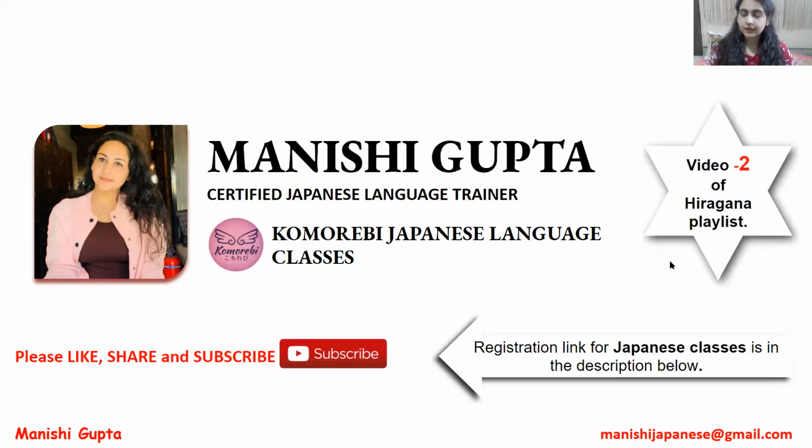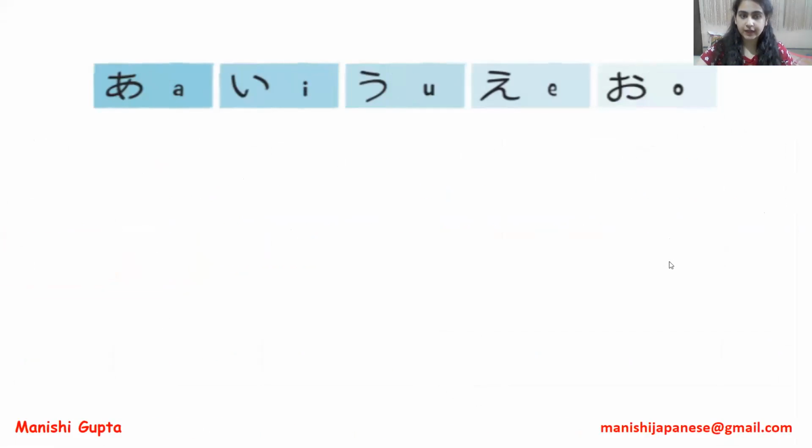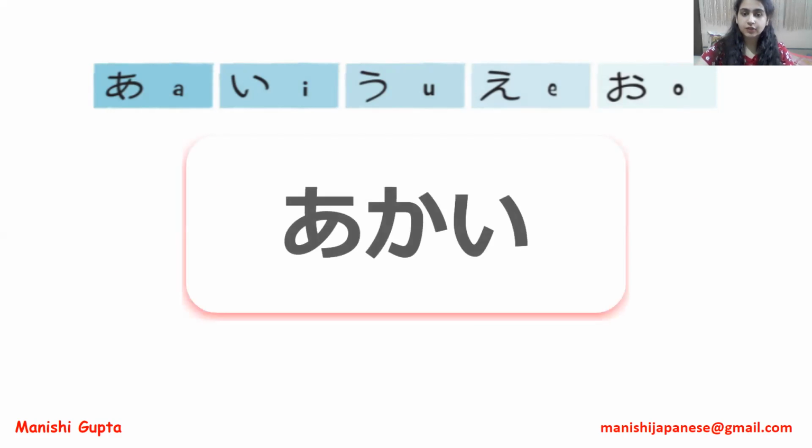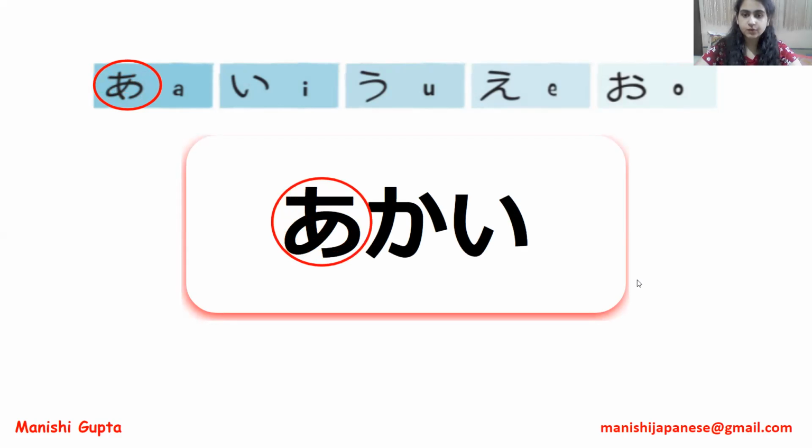Our today's topic is basically the second video of the Hiragana playlist. If you remember, we've already completed the first video, where we completed the vowels of the Hiragana script. And before moving to the next part, let's just confirm whatever we did in the last class. So let's try to read this word once. I'm sure you must be able to read the first letter and the last letter. So let's confirm that. The first letter is A, last one E.